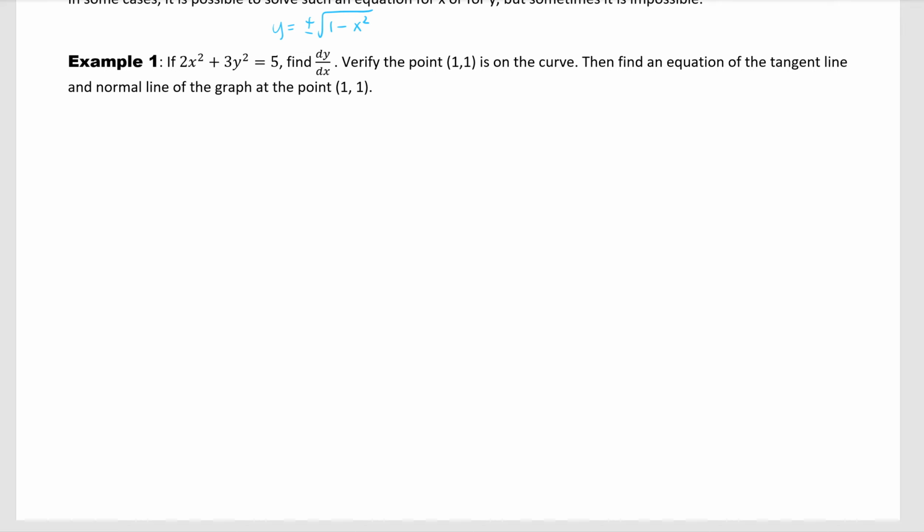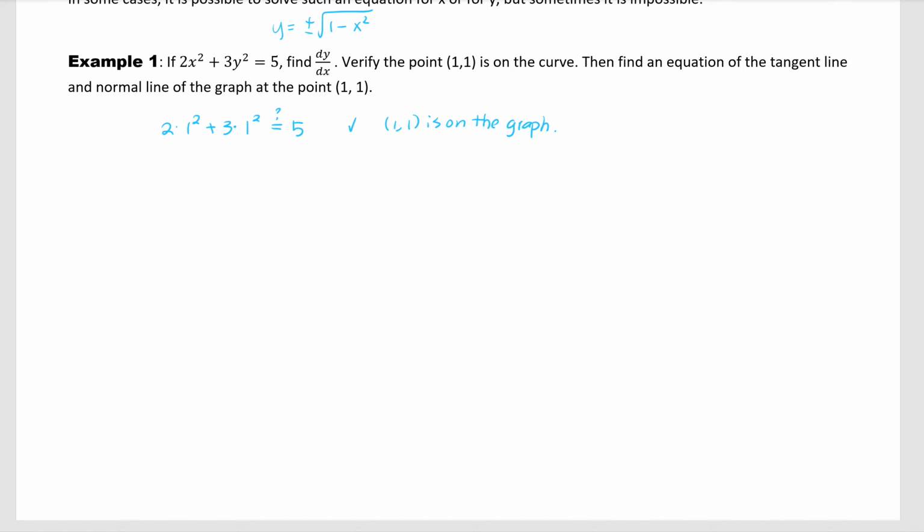First of all, how do we verify that (1, 1) is on the curve? Well, let's plug in x is 1 and y is 1 into the equation and see whether it is true. So 2 times 1 squared plus 3 times 1 squared, is that equal to 5? Yeah, so this is true. So (1, 1) is on the graph.